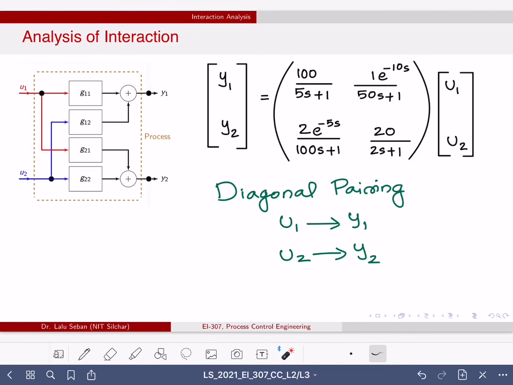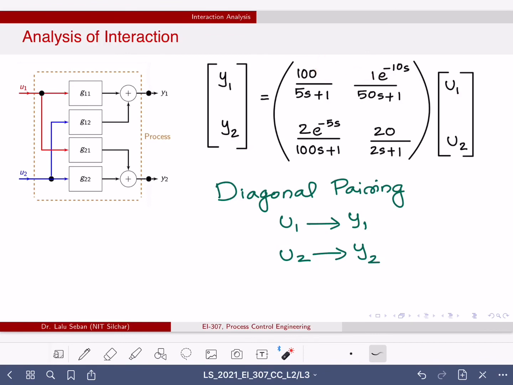So it's a simple problem. If we just look here, what about pairing Y1 with U1 and Y2 with U2? We can see that the effect of U1 on Y1 is much more than the effect of U1 on Y2. What is the steady state gain between Y1 and U1? It is 100. What is the steady state gain between Y2 and U1? It is just 1. So it has 100 times more steady state gain.